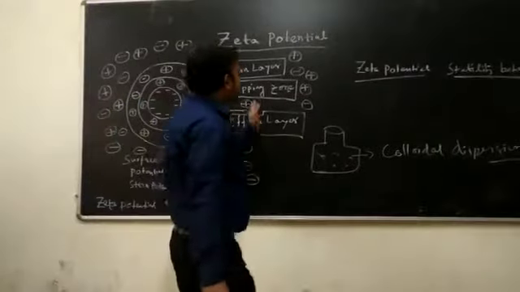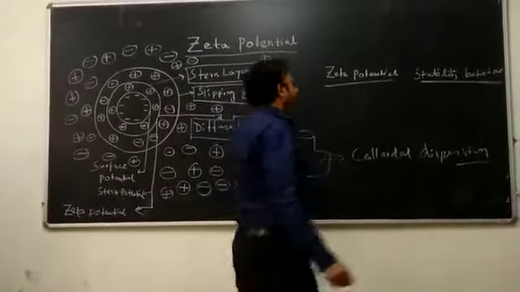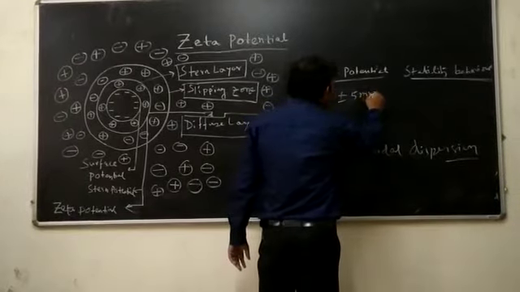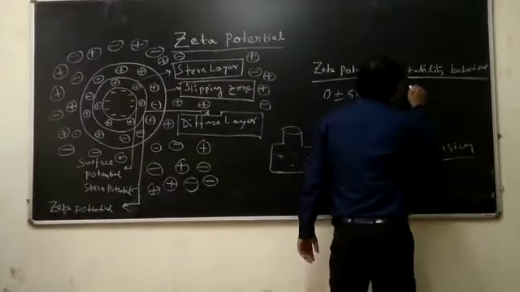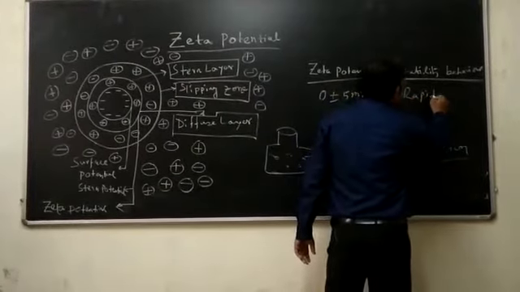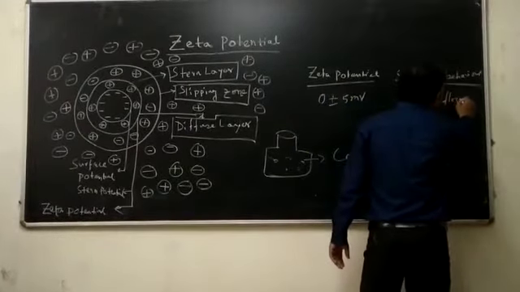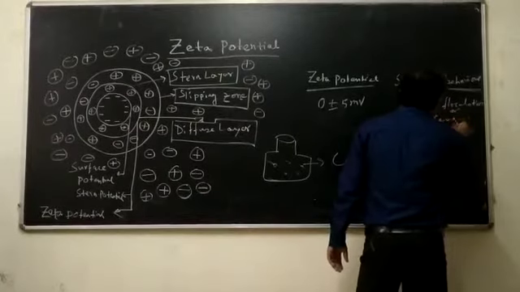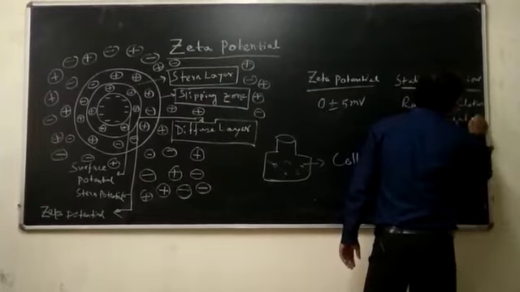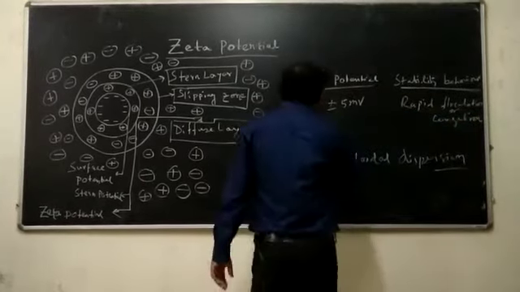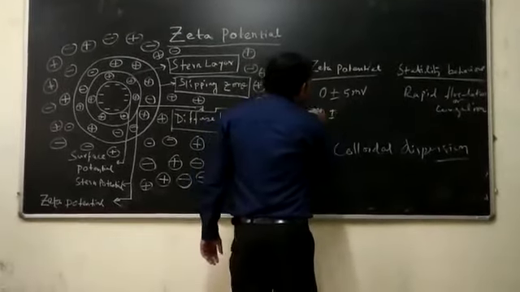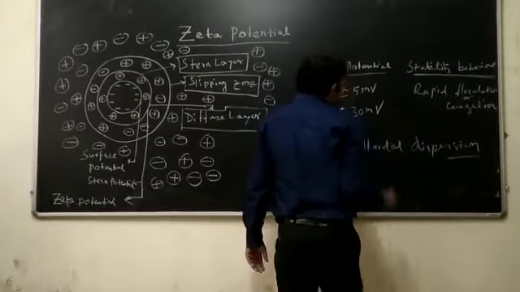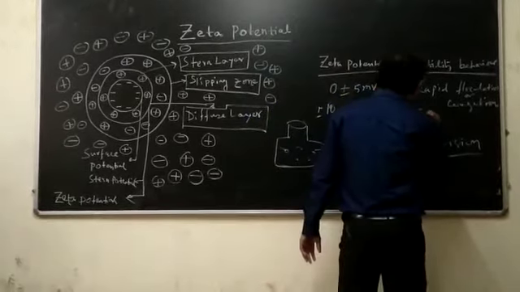So now, the zeta potential and the stability gradient. Zeta potential 0 to plus or minus 5 millivolts is rapid flocculation or coagulation. Zeta potential plus or minus 10 millivolts to 30 millivolts means incipient stability.